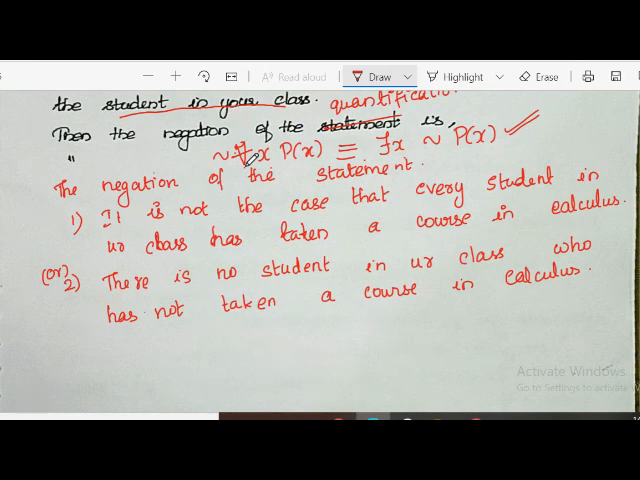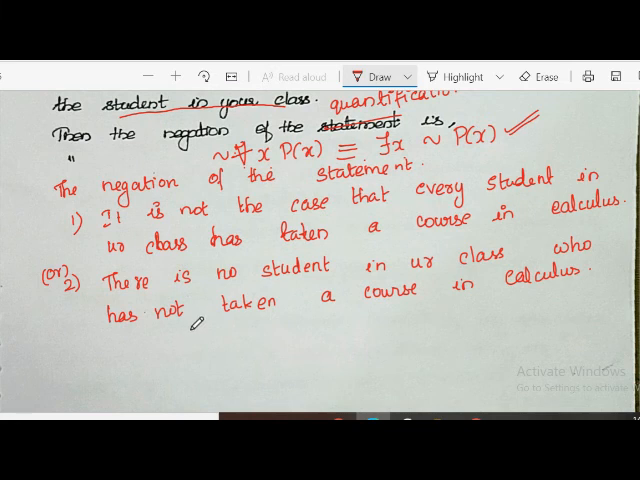Like this also you can write this. So it is not the case that every student in your class has taken a course in calculus. Second way: there is no student in your class who has not taken a course in calculus. So this is the negation. Hence the negation is: there exists x, negation p of x is the quantification, and the statement is in this way. So you can express this.